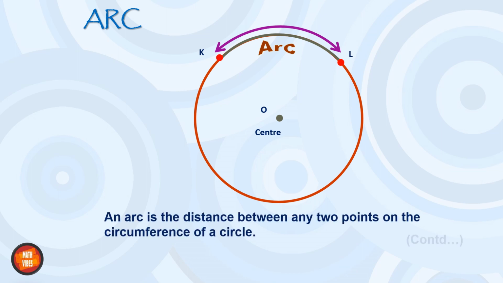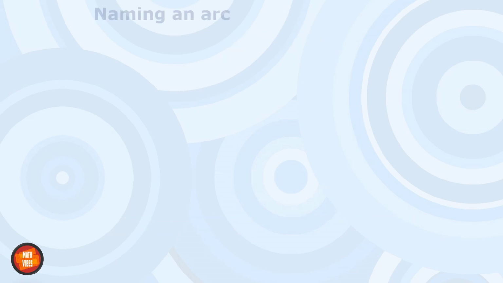So what do we mean by an arc? What will be its definition? An arc is the distance between any two points on the boundary of a circle, or on the circumference of a circle. Wherever we draw two points on its boundary, it will become an arc.